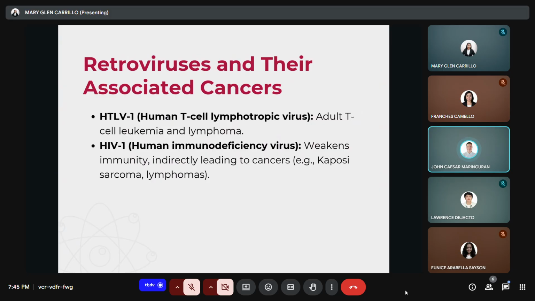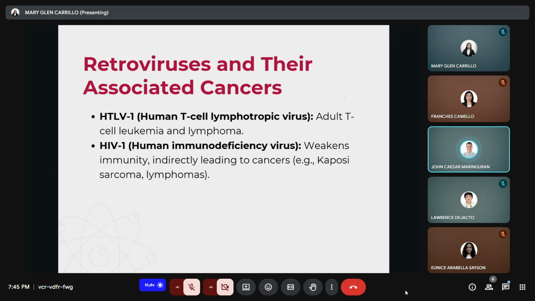Now let's move on to the retroviruses and their associated cancers. So let's first know what retroviruses are. Retroviruses are RNA viruses that use reverse transcriptase to turn their RNA into DNA, which then gets inserted into the host cell's genome. This makes them especially dangerous since they can disrupt important genes permanently.